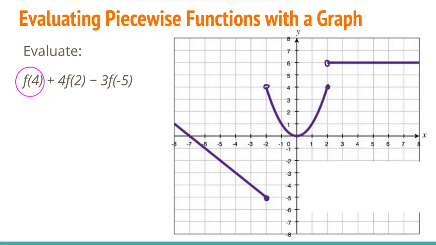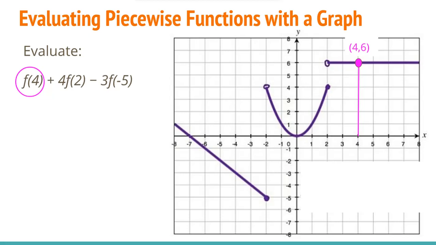The first one says that the input is a 4. Now, if I go along the x-axis to where x equals 4, and then go up to the function, and then figure out what that point is, I find out that when x equals 4, on this function, the y equals a 6.